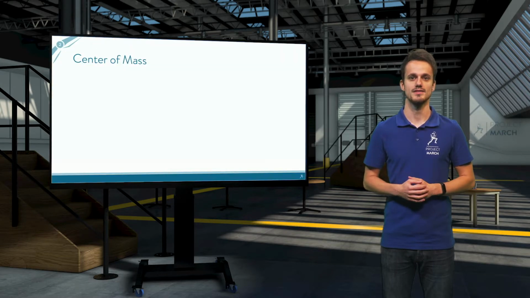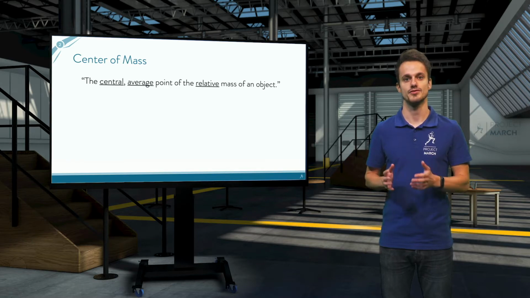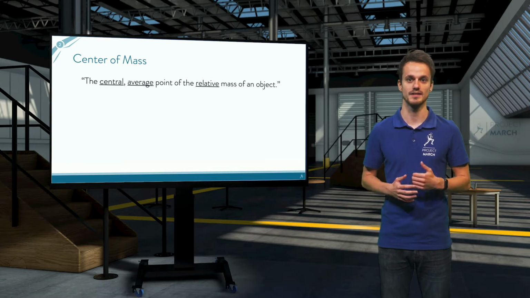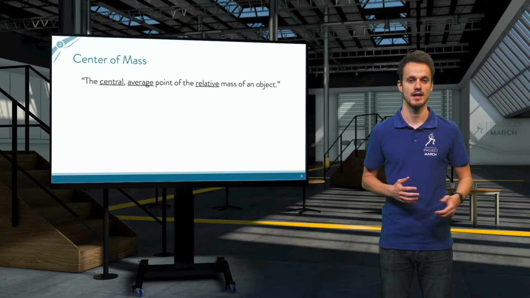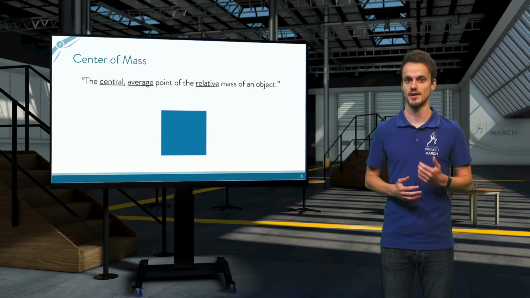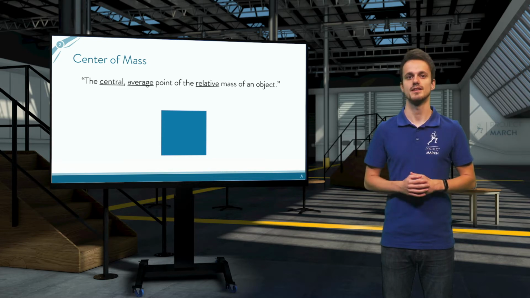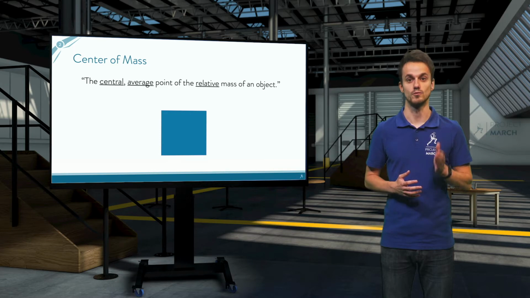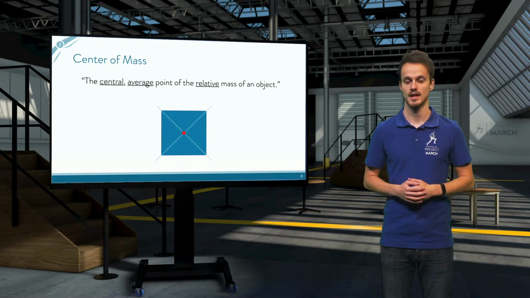As the name implies, it is the central, average, three-dimensional point of the relative mass of an object. Let's look at this example. You see a square with its weight equally distributed over its area. This means that the center of mass is right in the middle of the square. Now let's look at some other shapes.